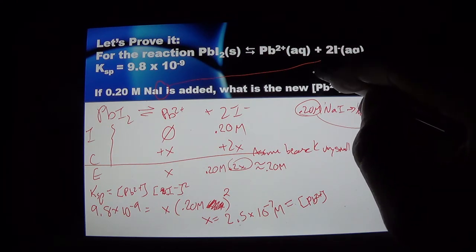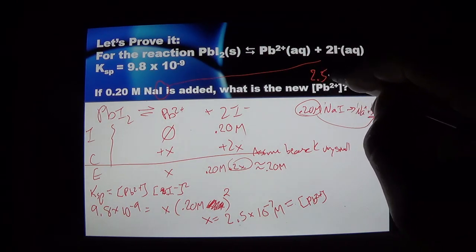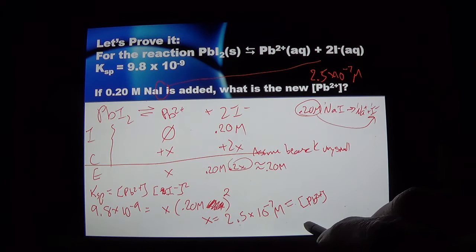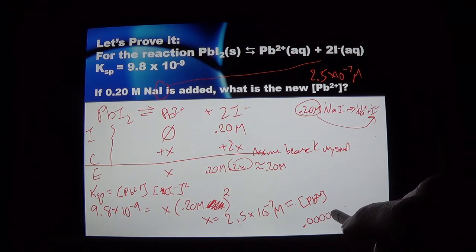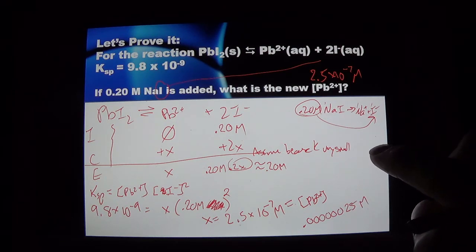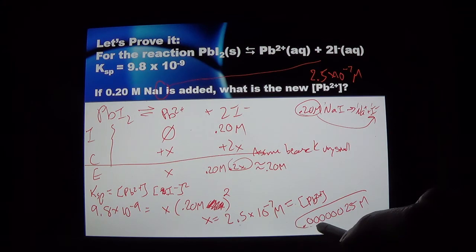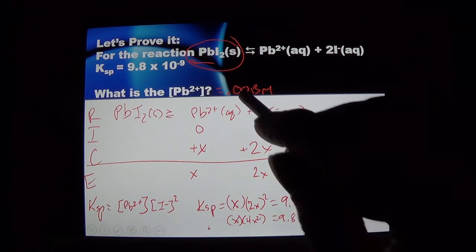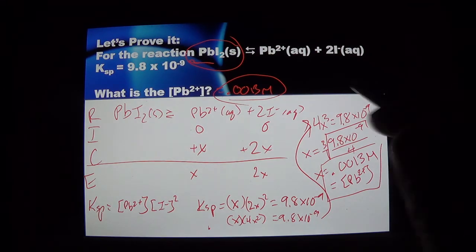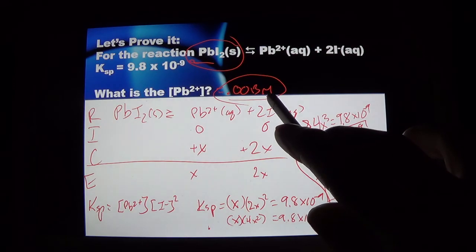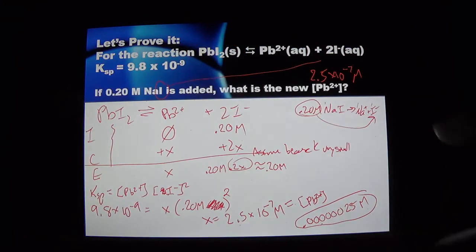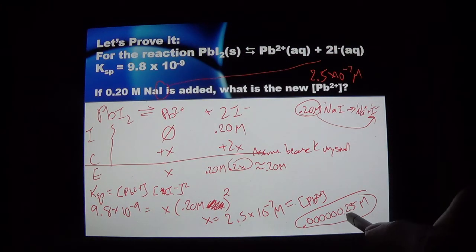Now, we really have not answered the question. My new amount is 2.5 times 10 to the negative 7 molarity. Or in other words, 0.00000025 molarity. Okay, now let's go back a slide and compare. Here is my new molarity. Here is my old molarity, 0.0013. So without the common ion, 0.0013, notice that's only 2 zeros, dissolved. And with the common ion, I had now 6 zeros in there.